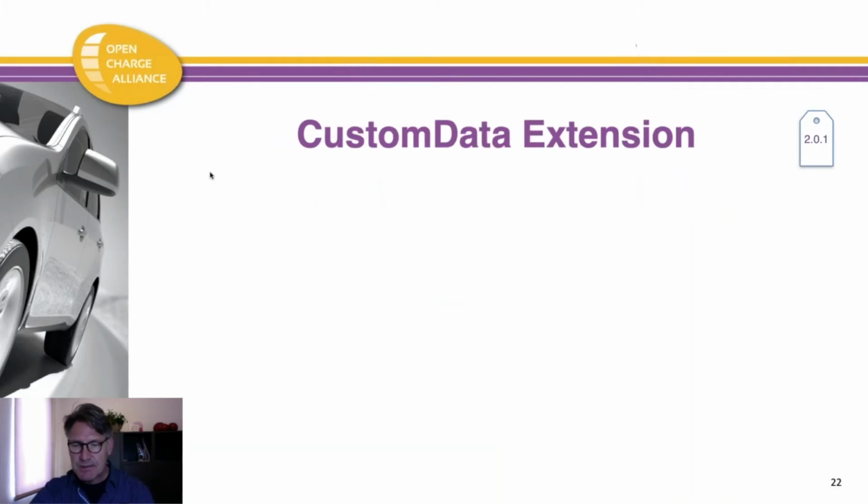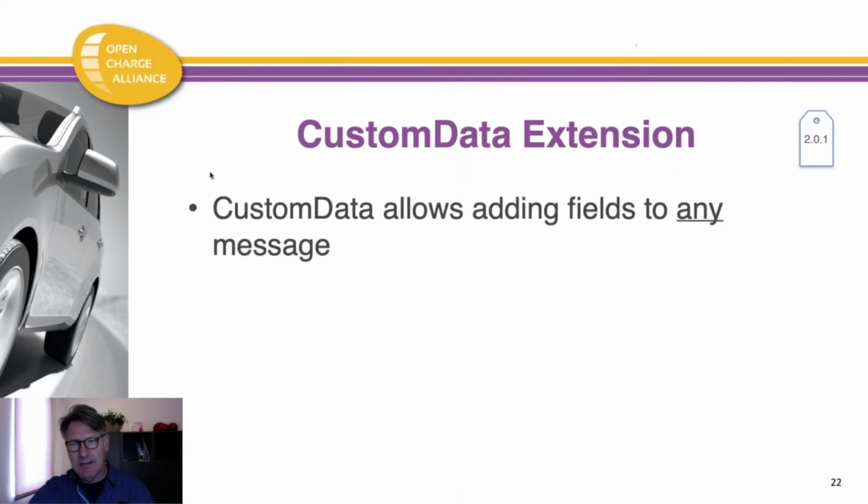But there are, of course, situations where this is not enough. For that, we have the custom data extension. The custom data extension allows the adding of fields to any message. The custom data is an optional element in the JSON schema of OCPP for every message, actually every message element. And this is an element that allows the definition of additional properties.